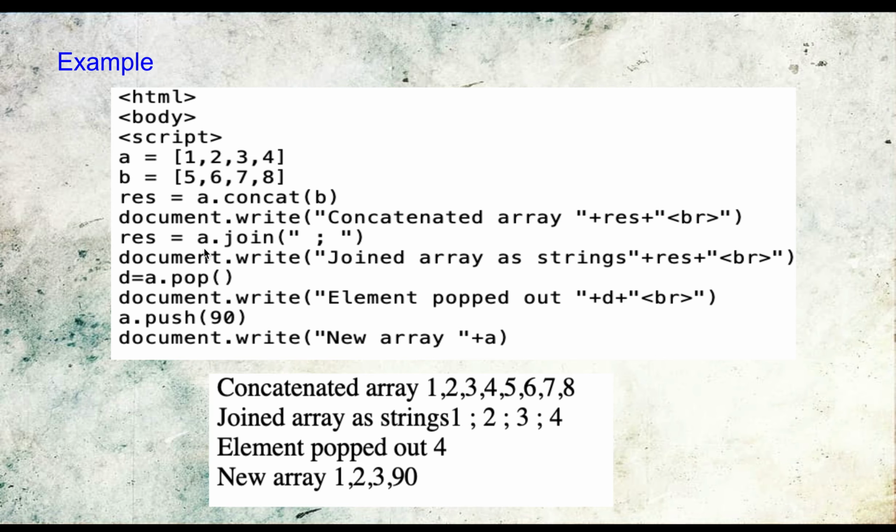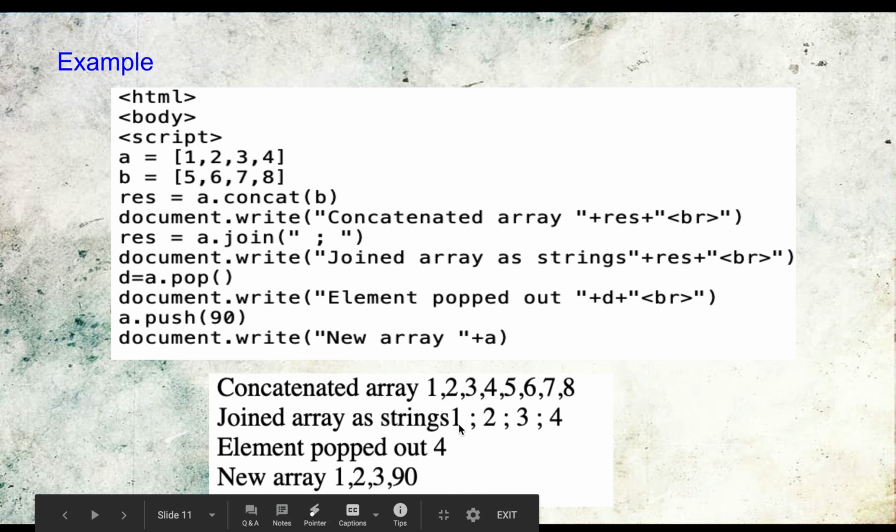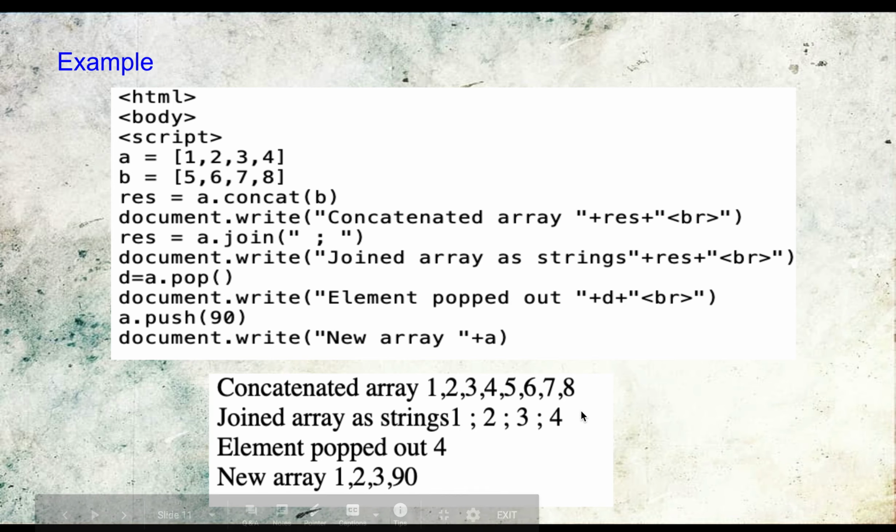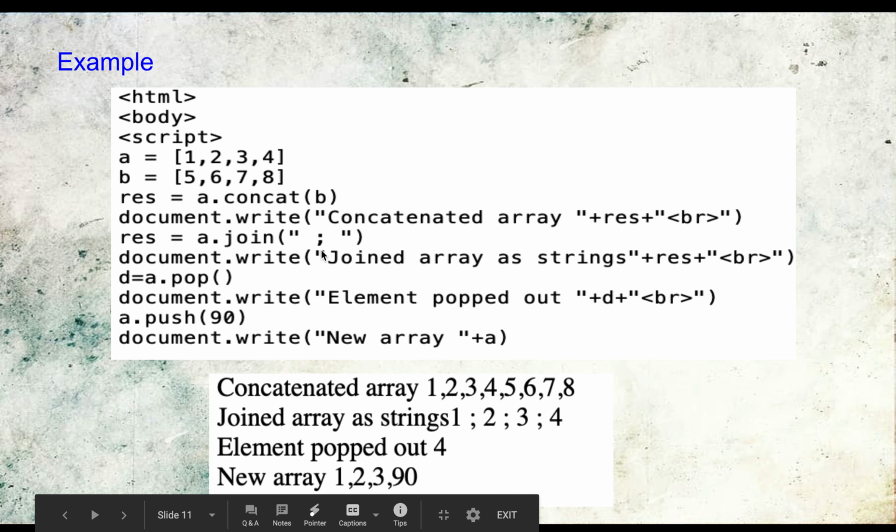Next is using join. Here I have used join with separator as semicolon. If this semicolon is not mentioned, if you give only a dot join with empty brackets, in that case it will be displayed as comma separated, that is 1 comma 2 comma and so on. Okay, since here I have specified the semicolon, it displays the result as 1 semicolon 2 semicolon and so on.